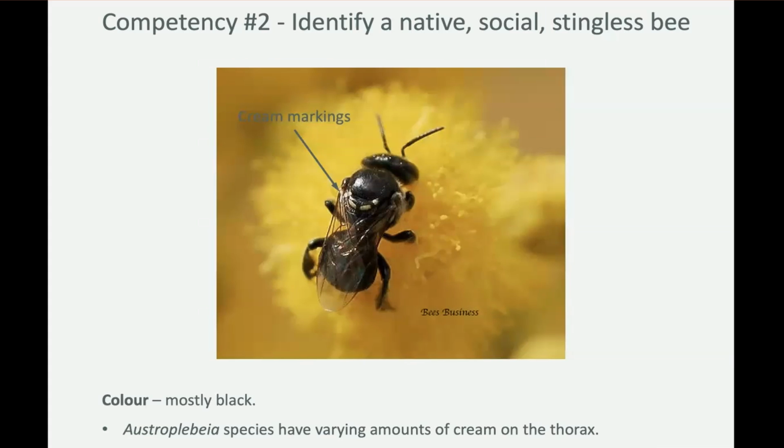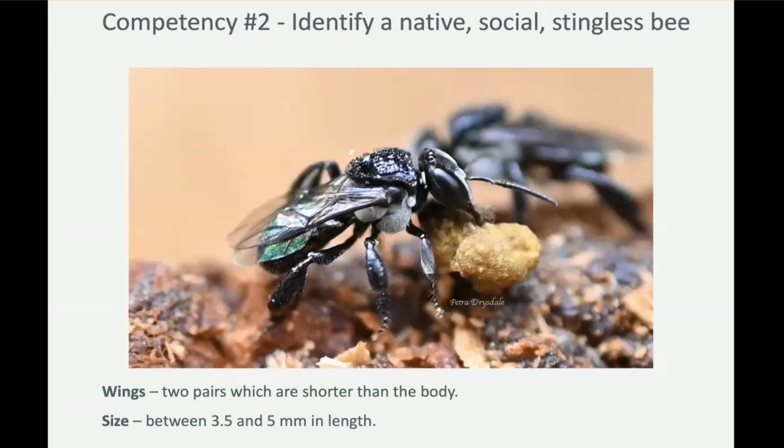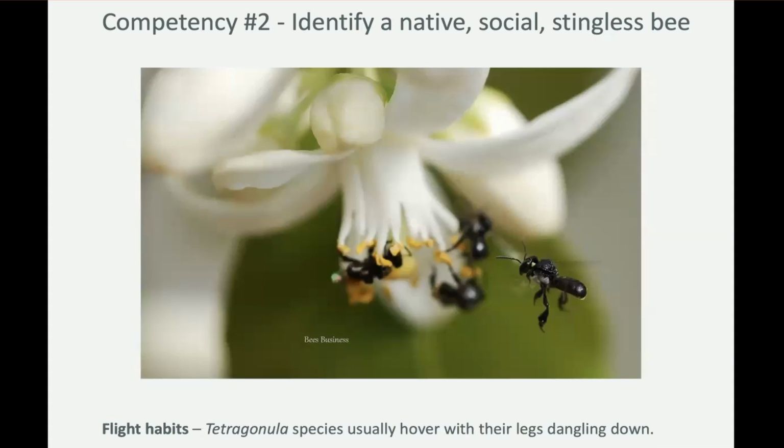The Austroplebeia are also black all over, except that they have these cream markings on their thorax, depending upon the species. Some have got more that will go up further along. No matter whether they're a Tetragonula or an Austroplebeia, they're a little black bee between 3 and 5 millimetres long. Again, they have 2 pairs of wings that are shorter than the body. The Tetragonula, you will see when they're visiting flowers, they actually hover and their legs dangle. That's quite a good characteristic to decide that they are a Tetragonula.